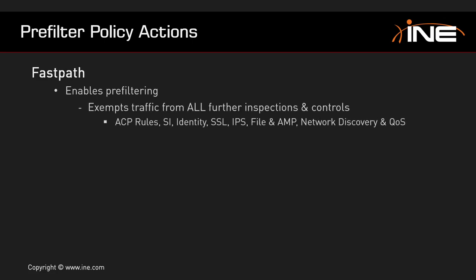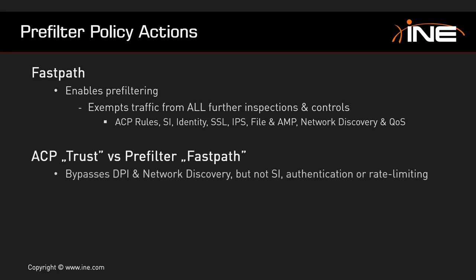And as I said, the result of enabling fast pathing is going to be complete bypass of all other inspection engines, including access control policy rules, all engines, security intelligence, authentication, SSL, QoS, network discovery. Everything at the Firepower processing module is going to be bypassed when you fast path communication. Now, if you recall from one of the previous sessions, the access control policy offers a similar tool. This is known as a trust action, but there are going to be a few differences between access control policy trust and pre-filtering fast pathing.